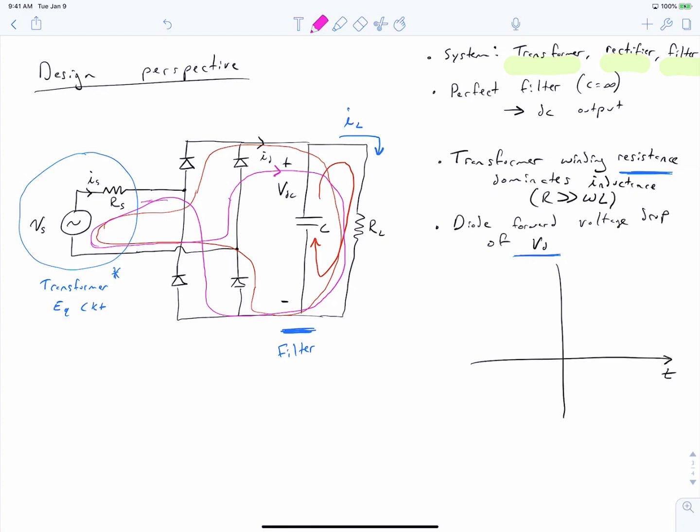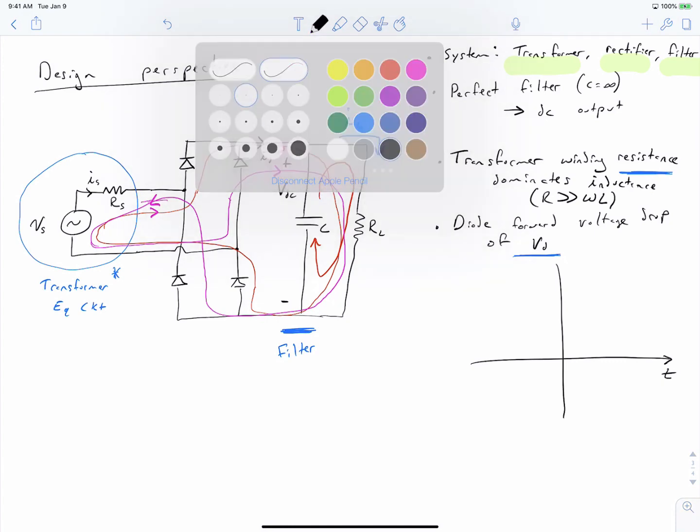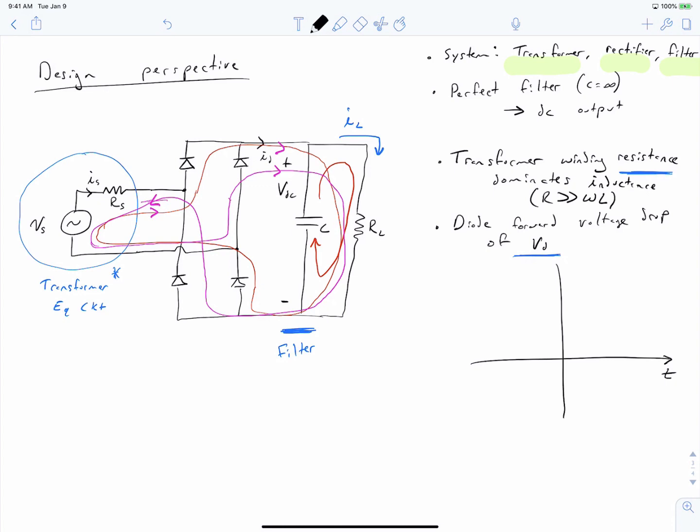So if we put arrows on these things, we can again identify the direction of our current and sketch waveforms. To make this analysis simpler, we're going to try to sketch an equivalent circuit for when the diodes are conducting. When the diodes are conducting, you can immediately see that you've got your voltage source in series with a resistor, in series with one diode. You've got your load resistance.